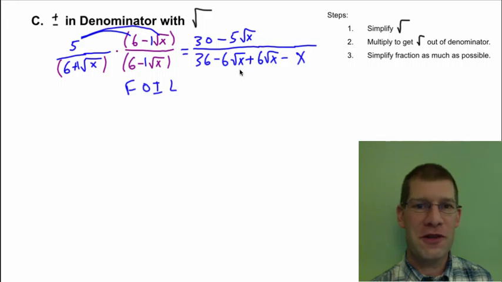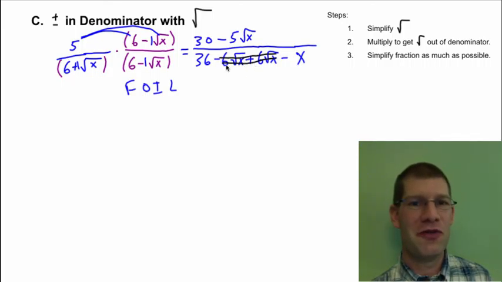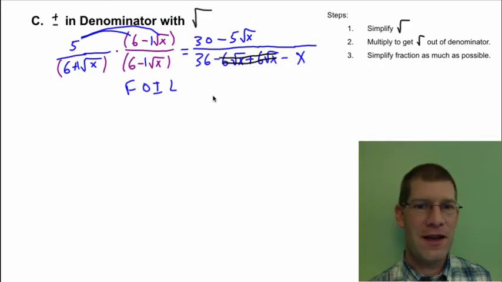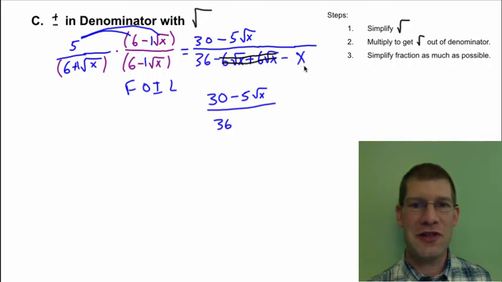The whole reason for doing this is we have a minus 6 square root of x plus 6 of those square root of x's, so our outside and inside will drop out. And like I alluded to before, feel free to not even write that as you do the problem, as long as you know what you're doing. Now in the numerator we have 30 minus 5 square root of x divided by 36. This minus disappeared with the outside and inside canceling, but we still have this minus x.